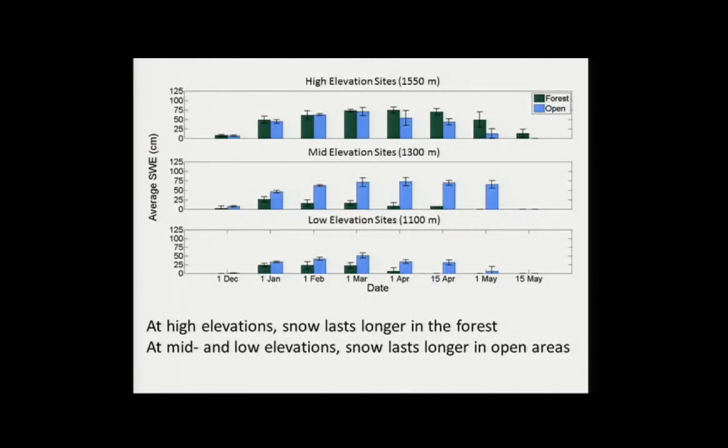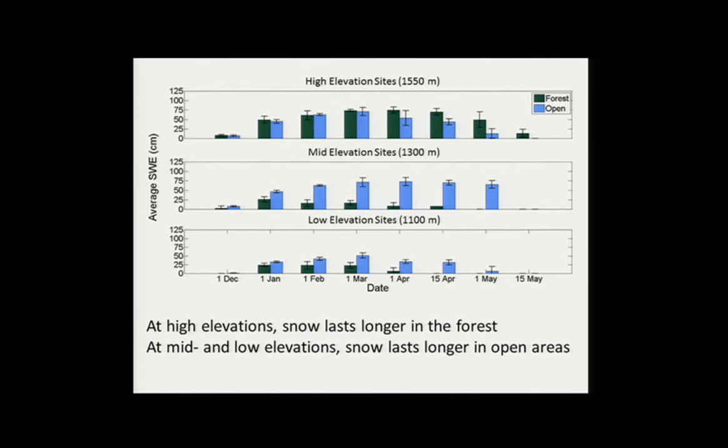Here are these results that I want to point out. If you look at the high elevation site, you see the green bar, which is the forest, and the blue bar are about the same. The green bar and the blue bar are about the same in the accumulation period. Okay, so you're going December, January, February, March. They're roughly equivalent at the highest elevation site.